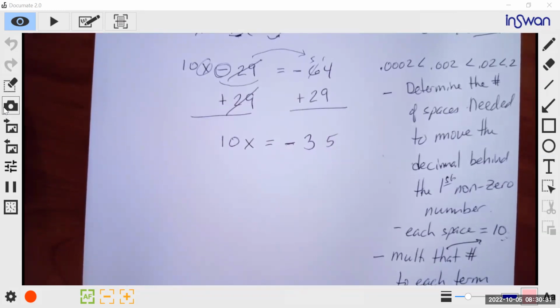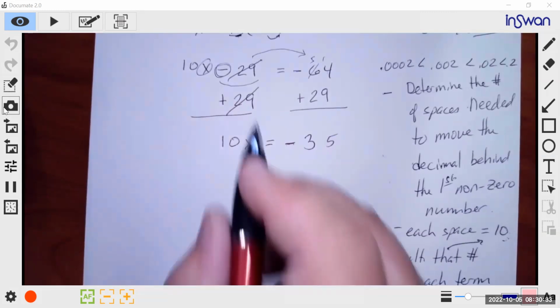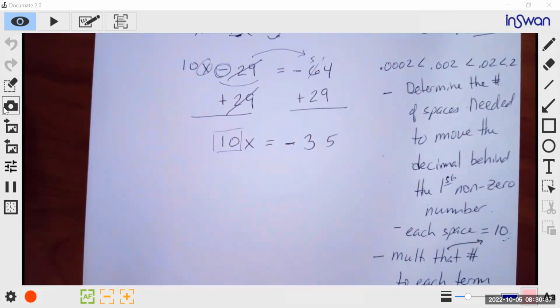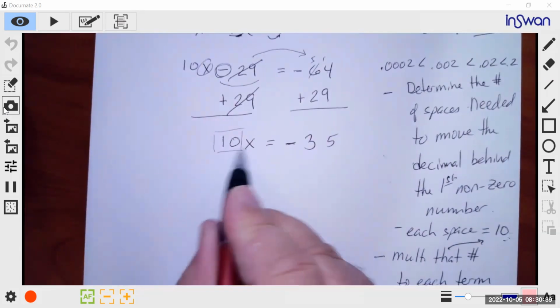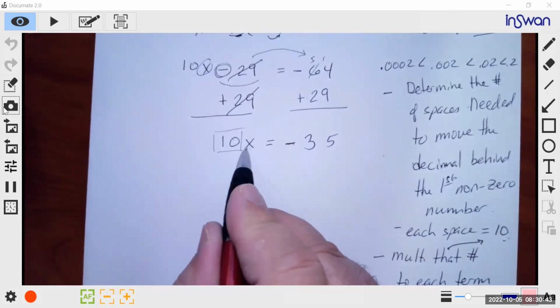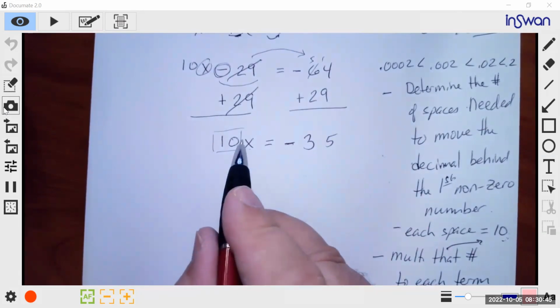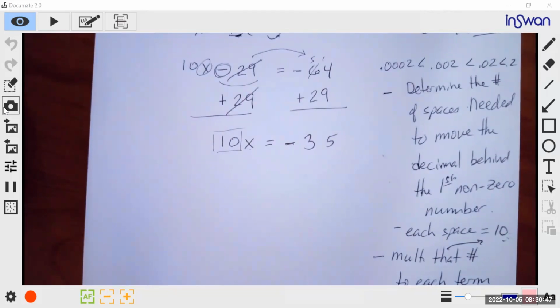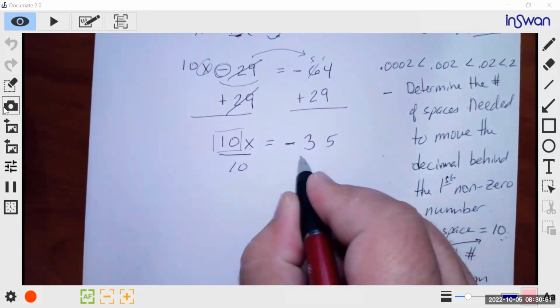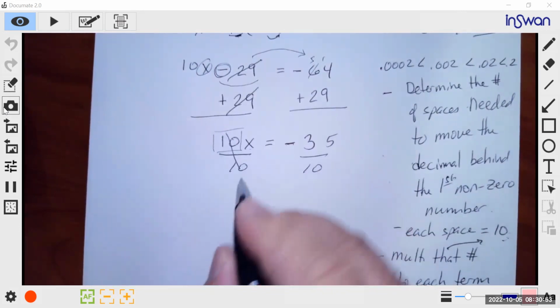Is the x by itself? No, it's connected to the 10. How is it connected to the 10? What operation is going on here? Multiplication. There's no plus sign, no minus sign, no division. So what's opposite of multiplication? Division. So we have to divide both sides by 10.